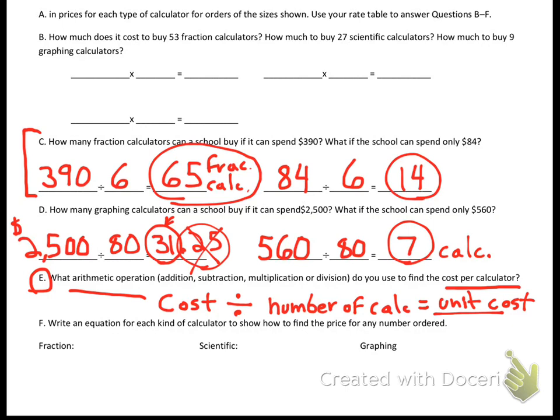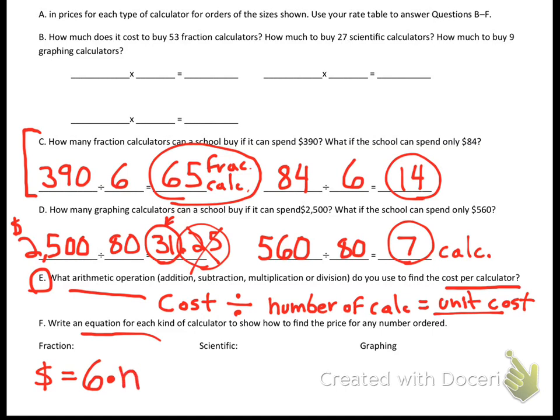Now F is a little trickier. Write an equation for each type of calculator. Now an equation is just a way of finding the cost of any number of calculators. Well, how much did it cost to buy those calculators? Well, it cost me $6 per calculator times, well, the number of calculators.